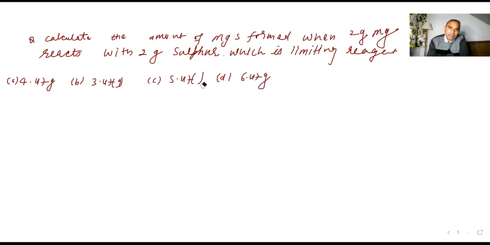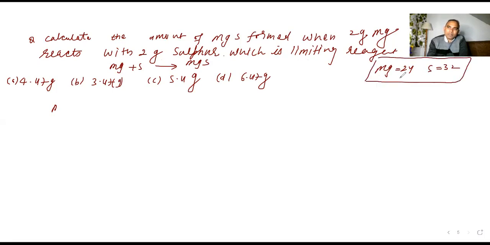Can you please help me to know the answer? One thing I'm giving you is the equation, already given in the question: Mg plus S gives MgS. The molar mass of Mg is 24 and of sulfur is 32. So try to solve and tell me which is the limiting reagent.